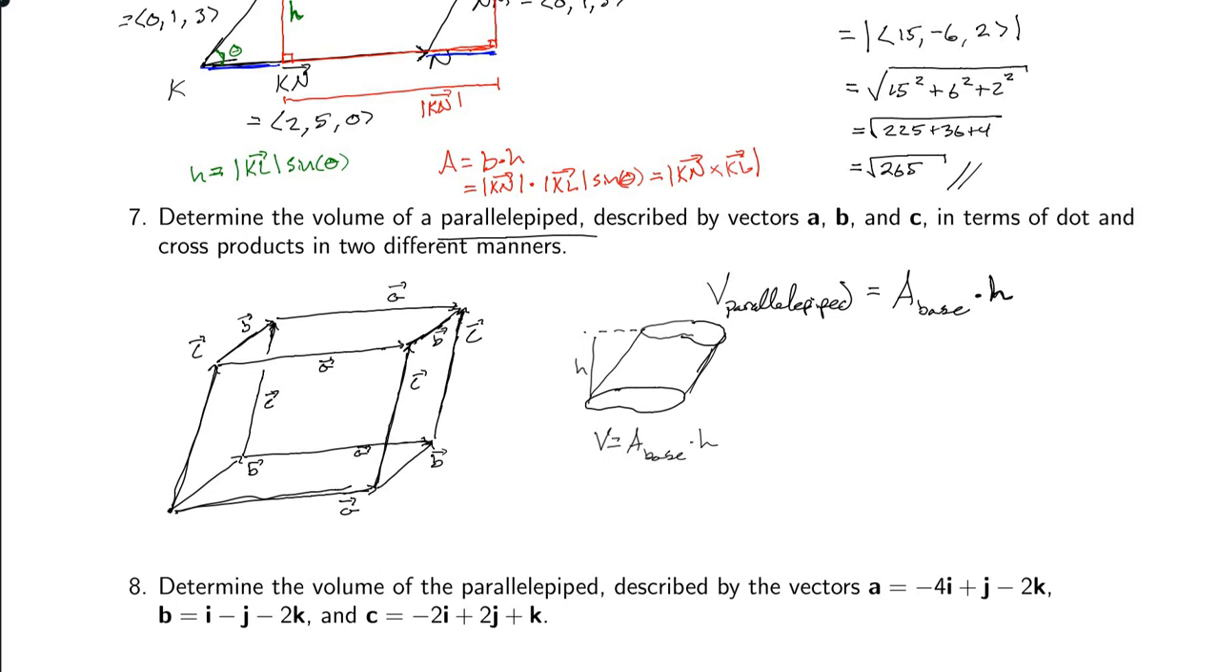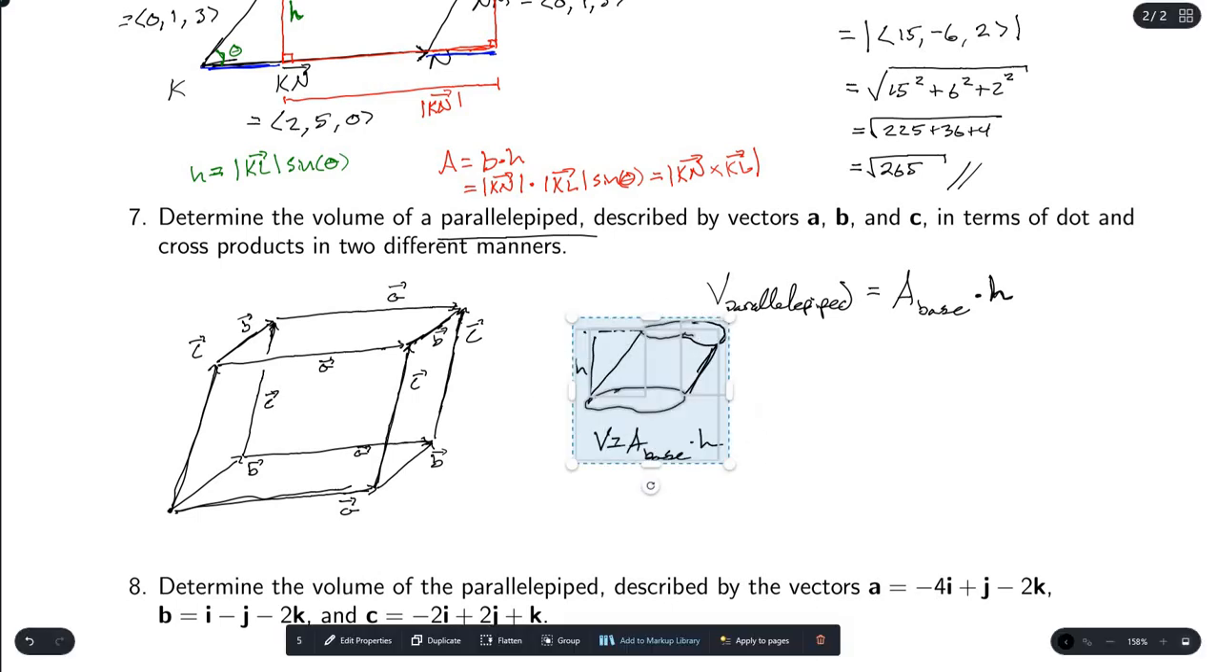This is true for any shape. If you took this and just squeezed it so it was exactly vertical, it would be the exact same volume. You're just taking that volume and skewing it off to one side. So the trick is that height that we need to find.